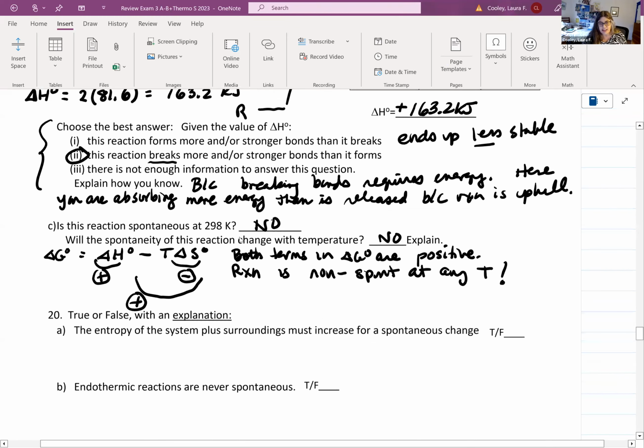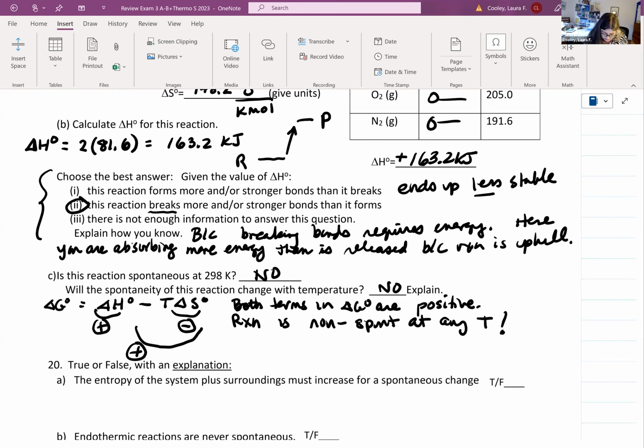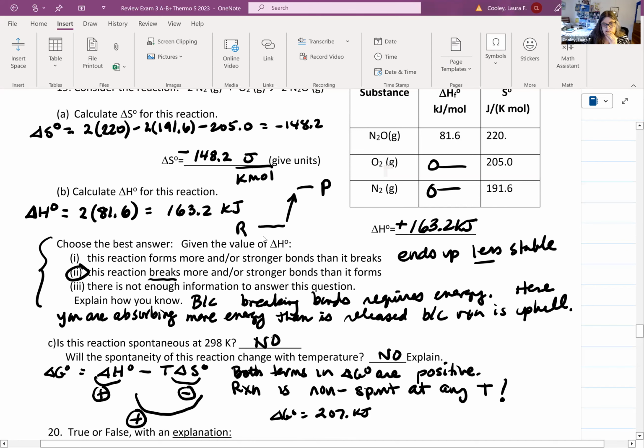I don't have to actually calculate delta G to know that it's positive, because both of those terms are positive, although I do calculate it in the answers. But I don't really have to. It's going to be positive. It's actually 207 kilojoules, if you wanted to calculate it. Okay. Good.